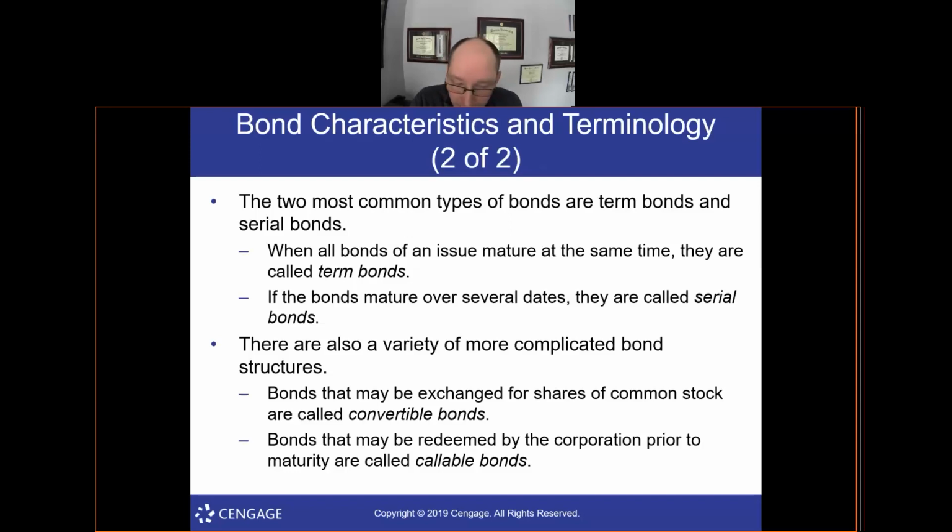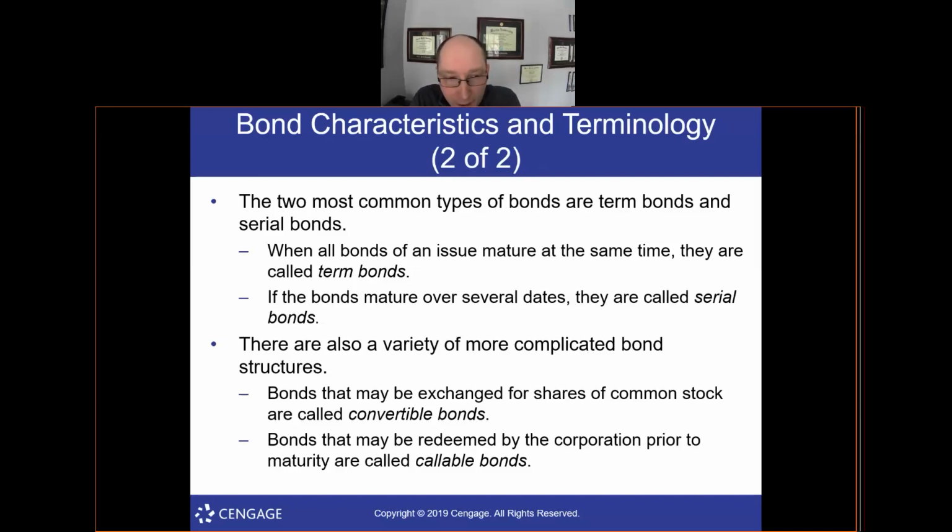A term bond means all the bonds issued within that group mature on the same day. An example would be if I issued $100,000 of bonds at $10,000 increments. That means I issued 10 total bonds, right? 10 times 10,000. If I issued 10 total bonds, all of those 10 bonds are due on the same day. That makes it a term bond, when all the bonds are due on the same day.